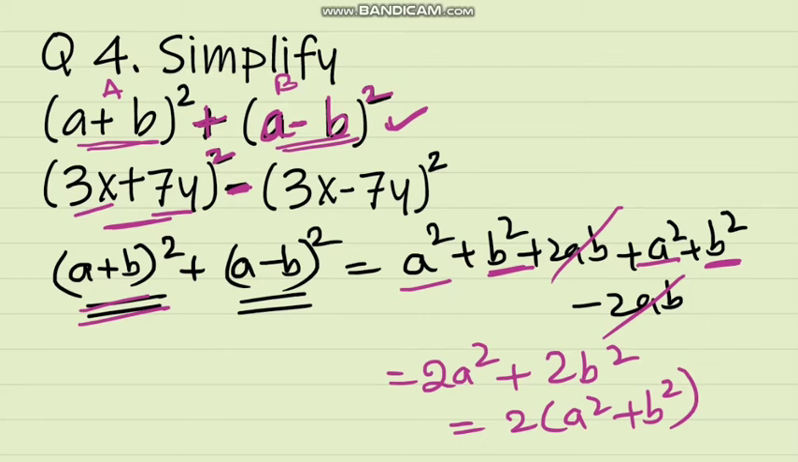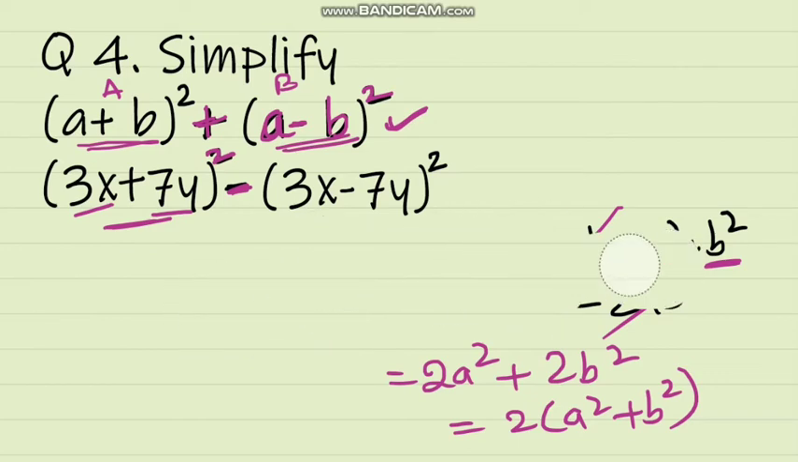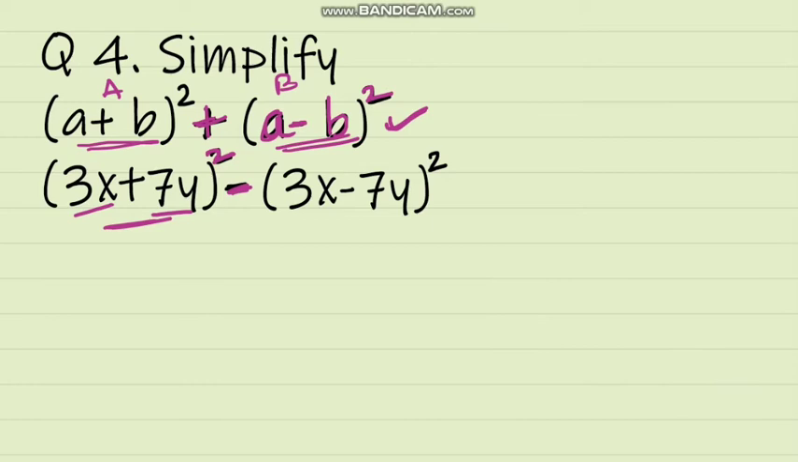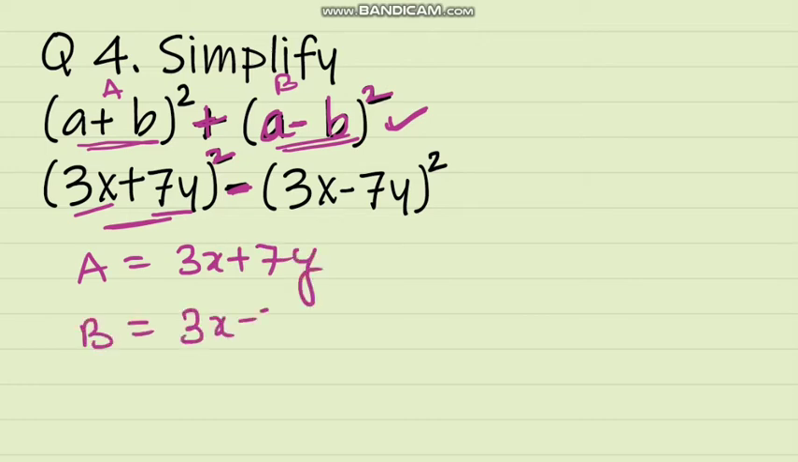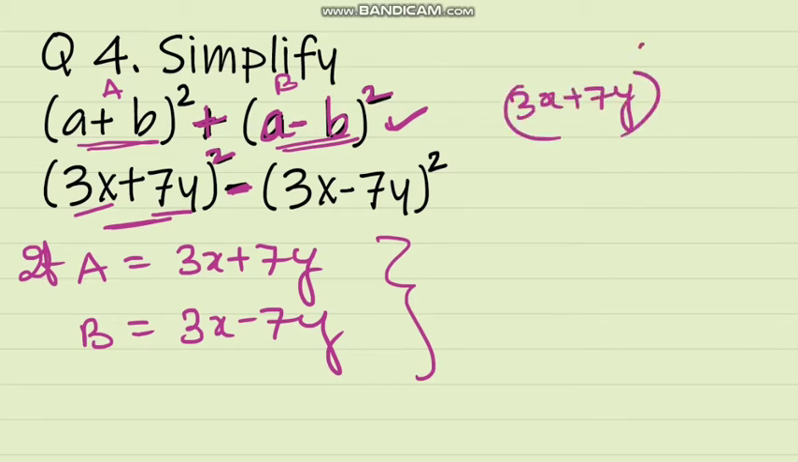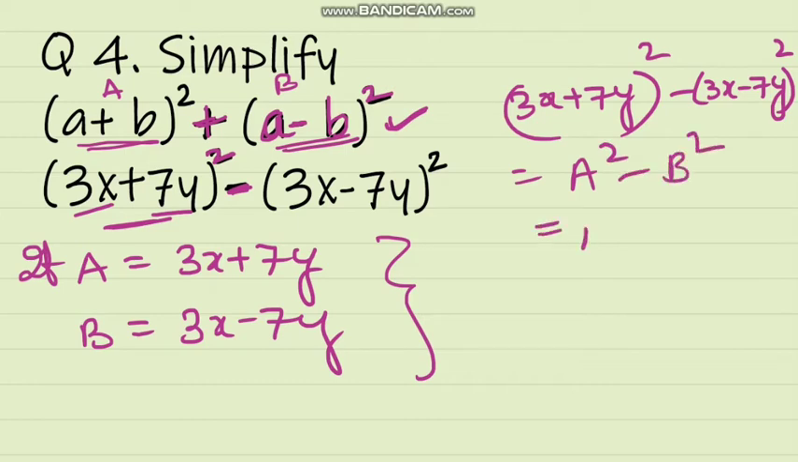Now for the next question, let us see how we can solve it. You all know it is coming in the form of a square minus b square. Suppose we take a is equal to 3x plus 7y and b is equal to 3x minus 7y. Then (3x plus 7y) whole square minus (3x minus 7y) whole square will be equal to a square minus b square. And this a square minus b square means (a minus b) multiplied by (a plus b).